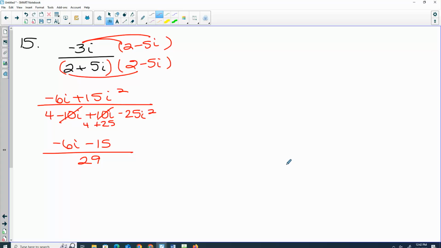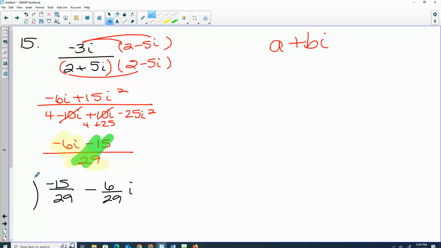Now, while that answer is correct, anything with imaginaries has to be written in standard form. And that's what your directions told you. Standard form, a plus bi. So we have to think about our real part, the negative 15 over 29, plus the imaginary part, which is negative 6i over 29. So you can say minus 6 over 29 i or 6i over 29. Right, so that was really just a notation thing for how to write the final answer.